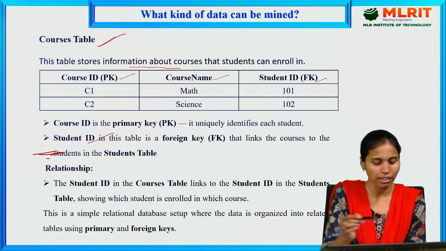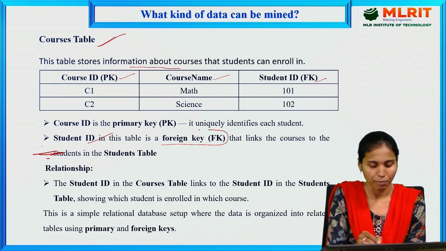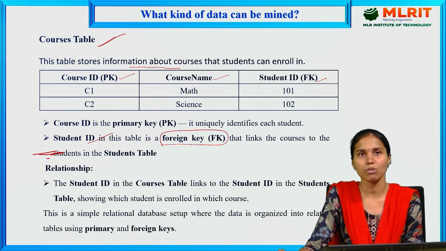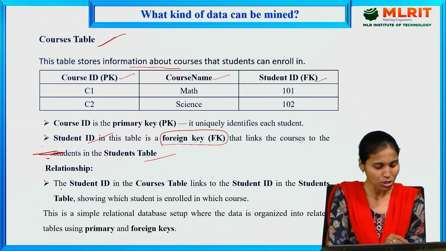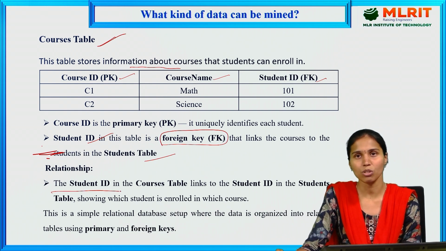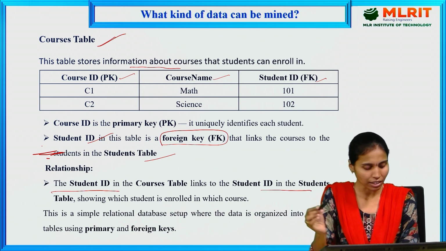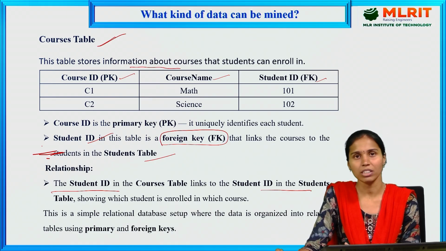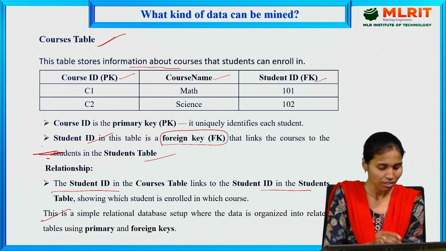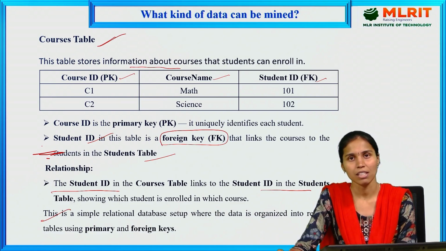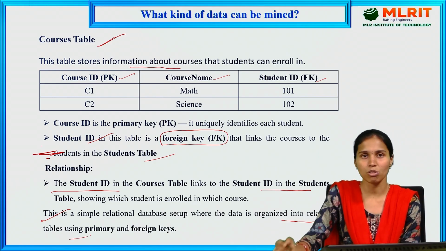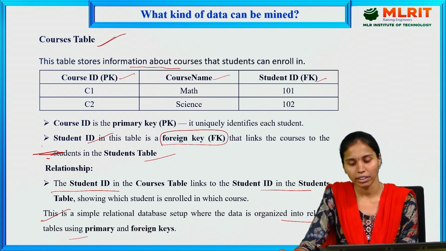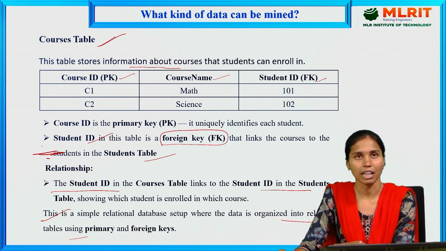Student ID in this table is a foreign key that links the courses to the students in the student table. So the relationship is that the student ID in the course table links to the student ID in the student table, showing which student is enrolled in which course. This is a simple relational database setup where the data is organized into relational tables using primary and foreign keys. This is about relational database.